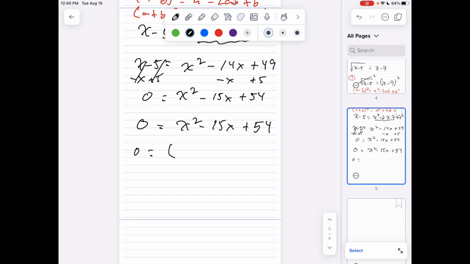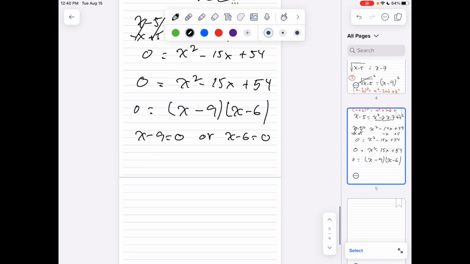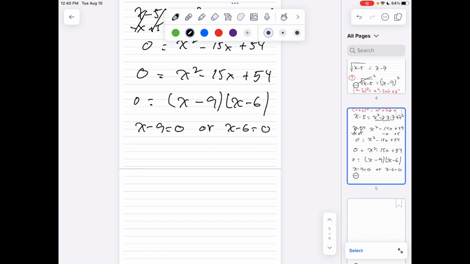well, let's see, does it factor? Yes, I believe so. x minus 9, x minus 6. So we're going to use the zero product property, which says if you have a bunch of things multiplied together equal to 0, each one is equal to 0 individually, so you get 9 or 6.